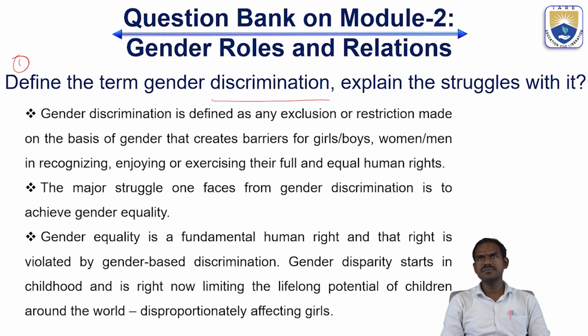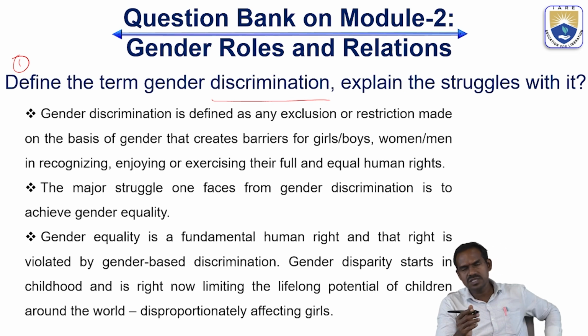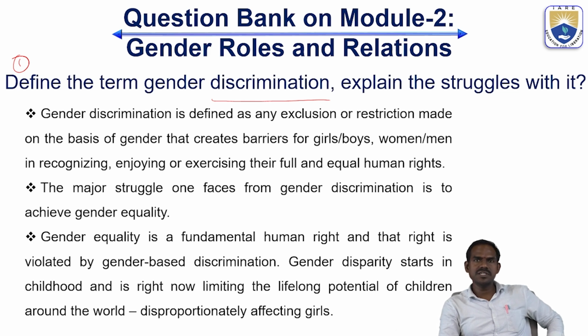The major struggle one faces from gender discrimination is to achieve gender equality. What is the major struggle one faces from gender discrimination? It is to achieve gender equality. That is the major struggle. It is very difficult to achieve gender equality in this gender discrimination society. So, explain the struggles with it. The major struggle is to achieve gender equality.